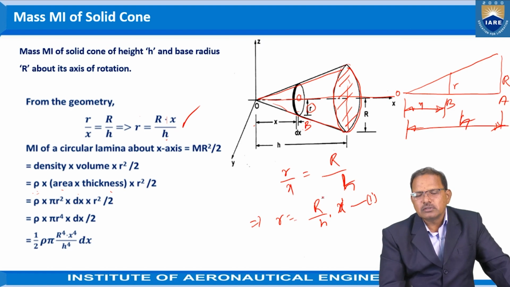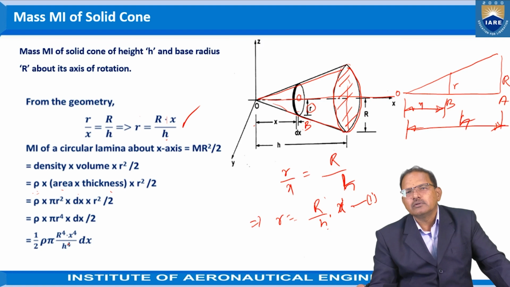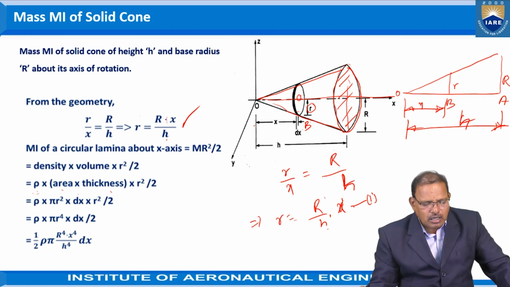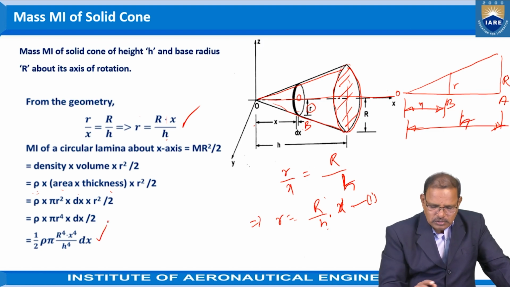Since r is equal to R by h into x, and substituting the values, we get 1 by 2 into rho pi into R to the power of 4 divided by h to the power of 4 into x to the power of 4 into dx.